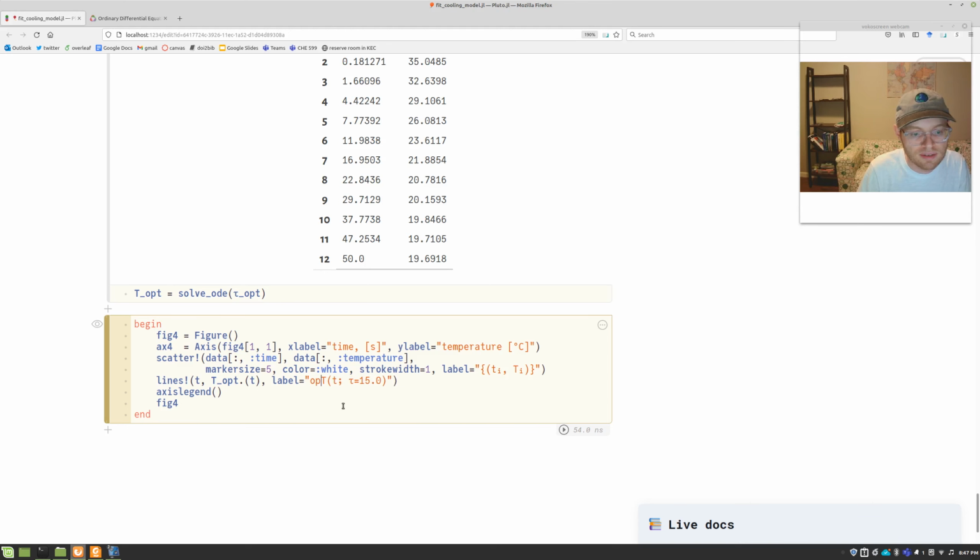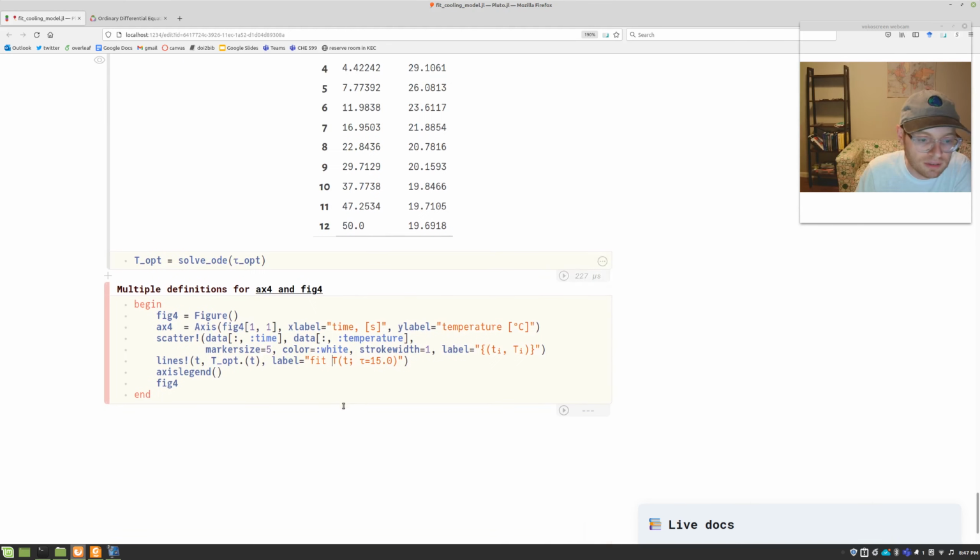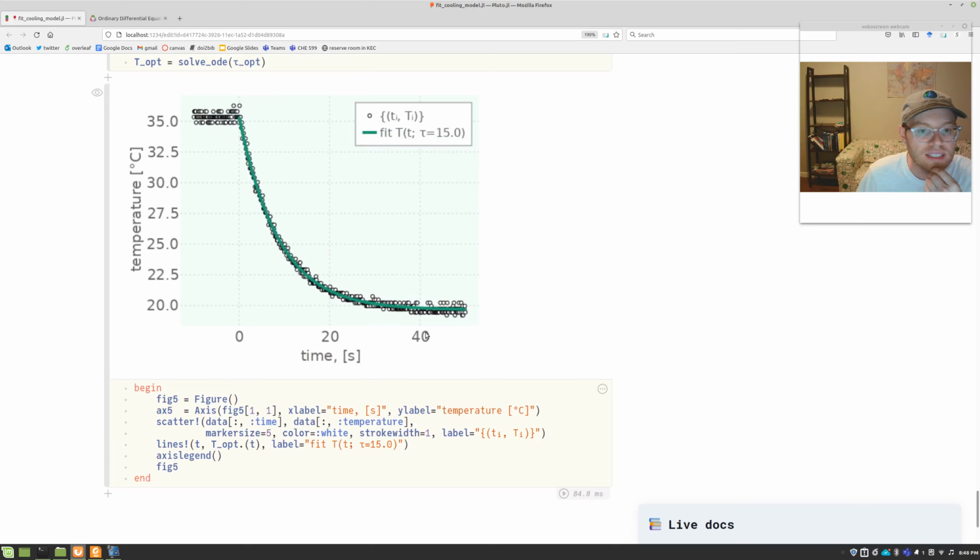So this is going to be fit. I'm going to change this to a fit model. Well, figure 4 is taken, so call it figure 5. Oh yeah, and see, this is your fit model, and it goes right through the data. I think this is a great example of how to identify a parameter in a differential equation from time series data.